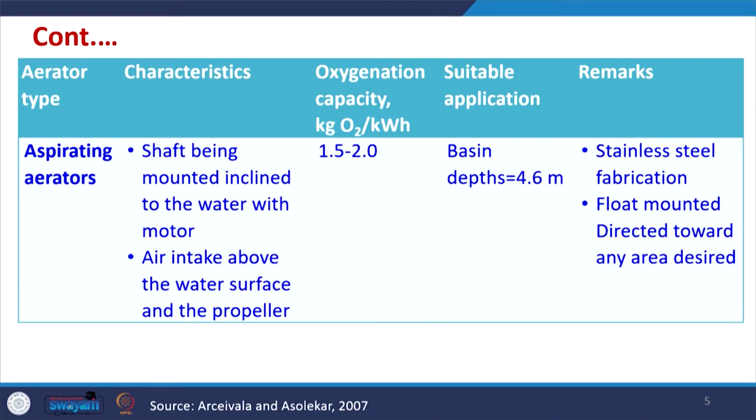Then we have aspirating aerators. The shaft is mounted inclined, because this is the inclined axis aerator. The air intake is above the water surface, and there is a propeller also. The oxygenation capacity is in the mid range, and the basic depth is similar to the earlier ones. They are generally made of stainless steel and float mounted, directly towards any area where it may be desired. So, there is a lot of scope for this, but the first one is most common.